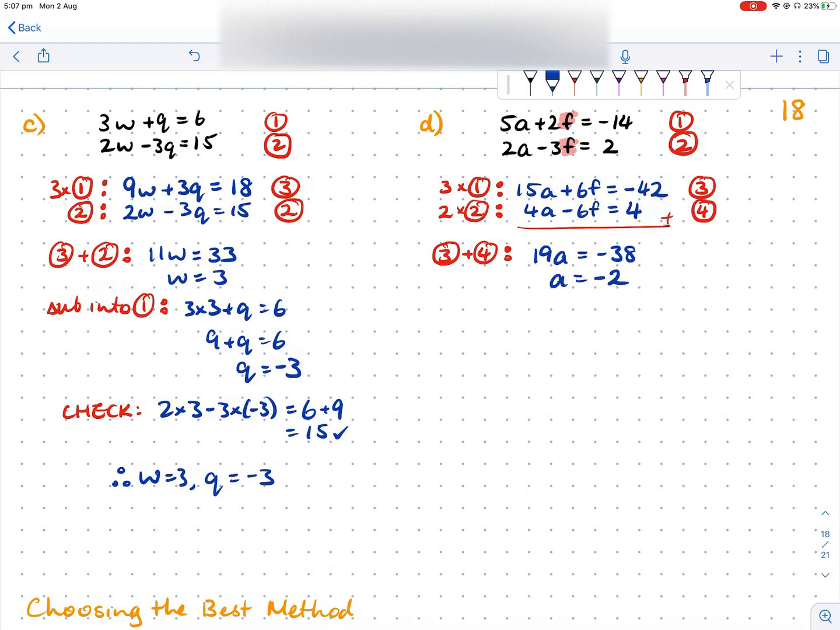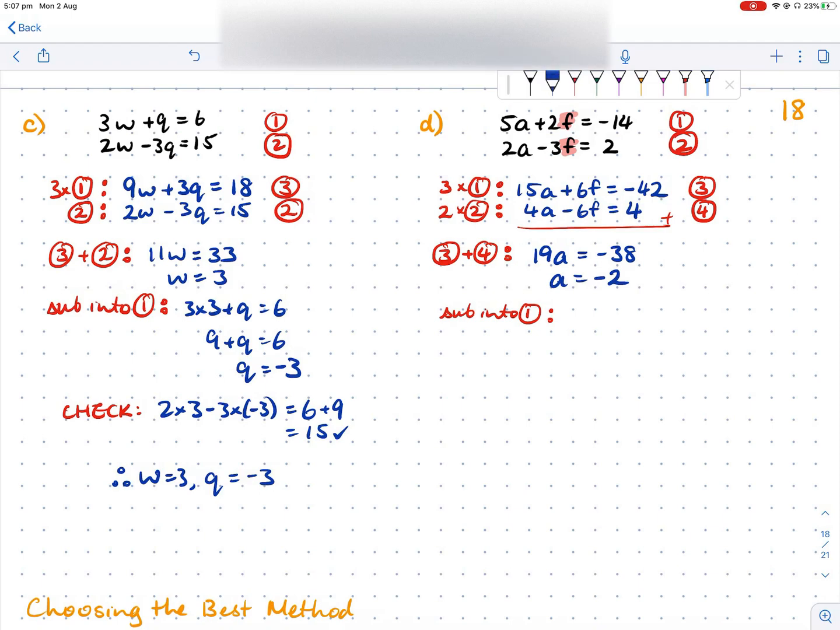So once we've got a value, what we want is to now substitute it into any of those 4 equations. Now we'll probably stick with one of the first 2, because the numbers are a lot smaller. These are just bigger by a factor of 3 and a factor of 2. I might choose to use equation 1. Sub into equation 1.